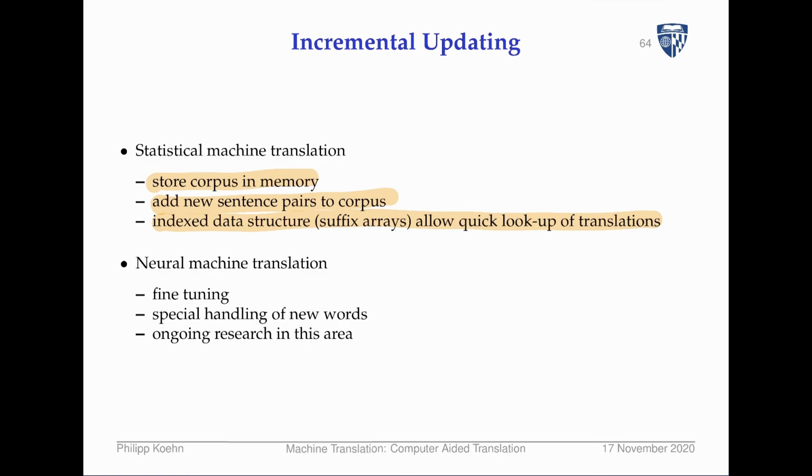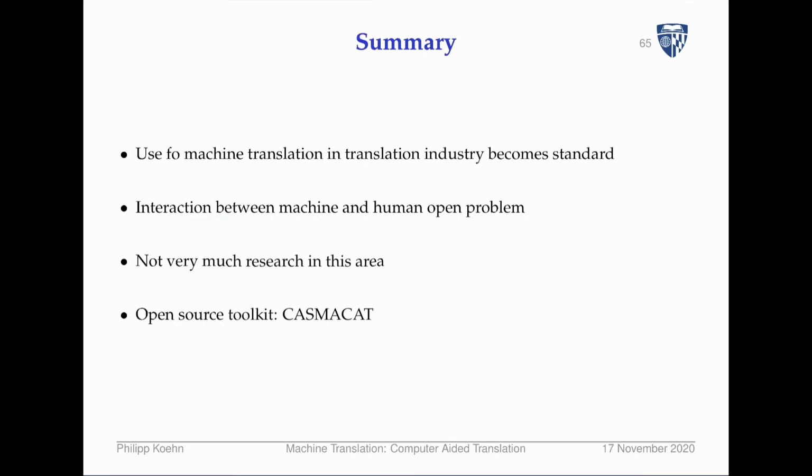The answer for neural machine translation is fine-tuning. There's all kinds of special handling of words. There's a lot of ongoing research in this area, and we already discussed some of it in our lecture on adaptation. Okay, that's it for today.